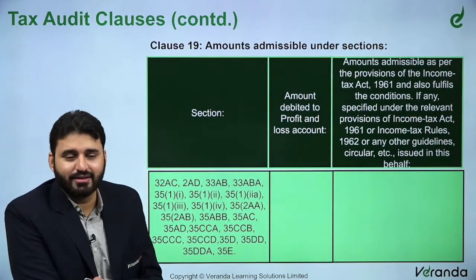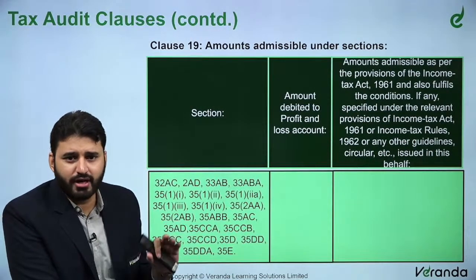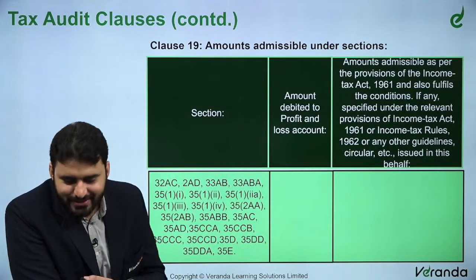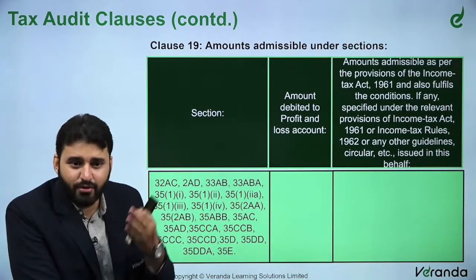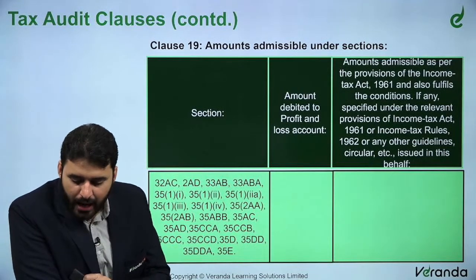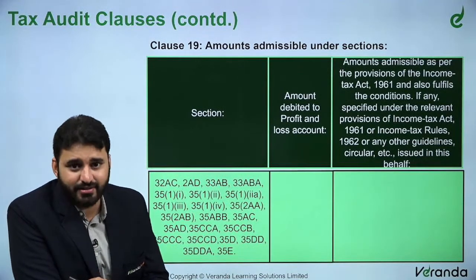Clause 19. Sir, this is a plethora clause, a big clause, sir. Amount admissible. It is very unlikely that this will be asked in the examination. It's been going on for years. When I was doing my articleship, this clause was there. Amount admissible under sections.